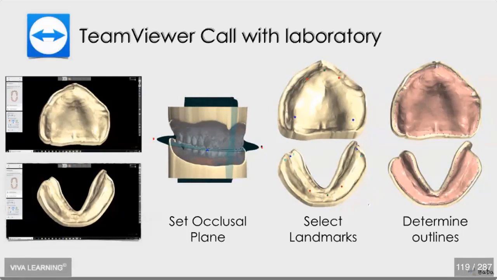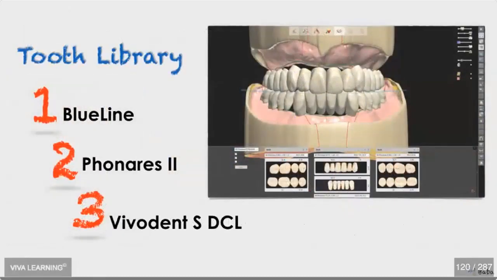Then some selected landmarks are determined, and this is what the software asks you as a lab technician to do, and it's a checklist. You have to go through that. Once this is done, you're going to determine the outlines of the maxillary and mandibular dentures. At that stage, the software is going to ask you to pick up from the library of teeth. What you can do is either go with Blue Line, Phonaris, or Vivodent SDCL.